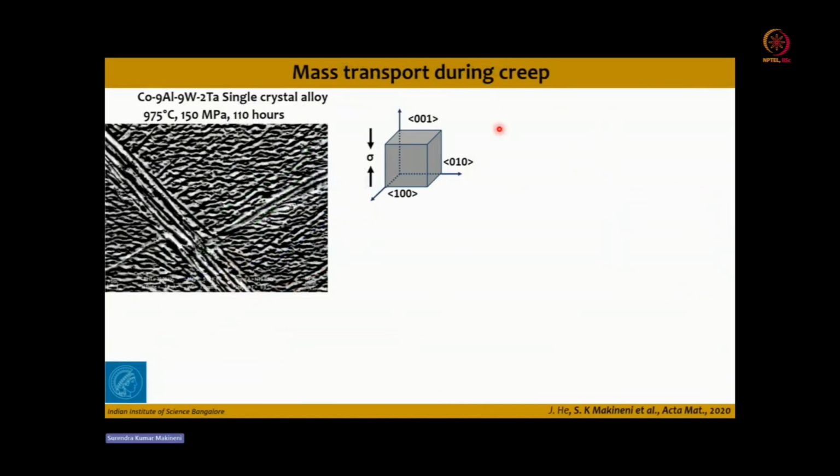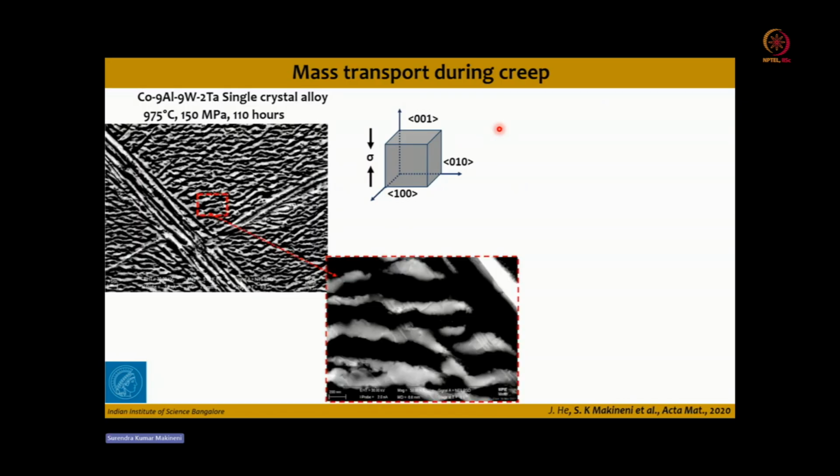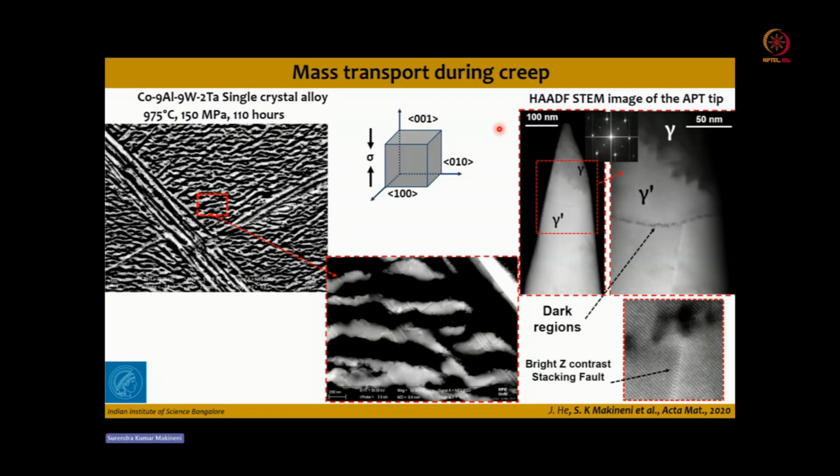Okay, so here there is another beautiful example where we predicted the mass transport during the creep deformation. You can see this is a rafted gamma gamma prime microstructure, and if you go to higher magnification, you can see there is a large amount of planar faults which appear to be shearing these rafted gamma prime structures. If we prepare a needle specimen, you can see the appearance of dark regions which correspond to the gamma pockets. Okay, and near the gamma pockets, you can see there is also a planar feature in the gamma prime.